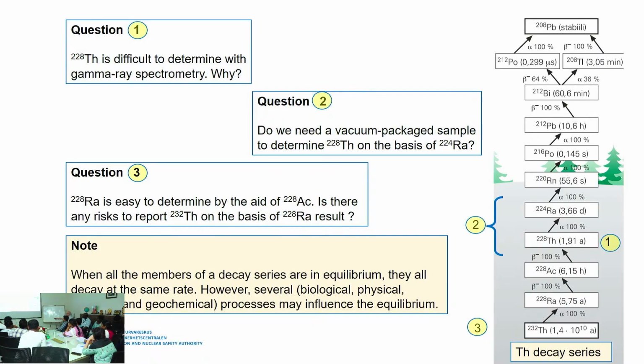And as I said to you before, if all members of the decay series are in equilibrium, then all nuclides decay at the same rate. The point is that several processes, which might be biological, physical, chemical, geochemical, and other things, may influence the equilibrium. And this is very important to understand.